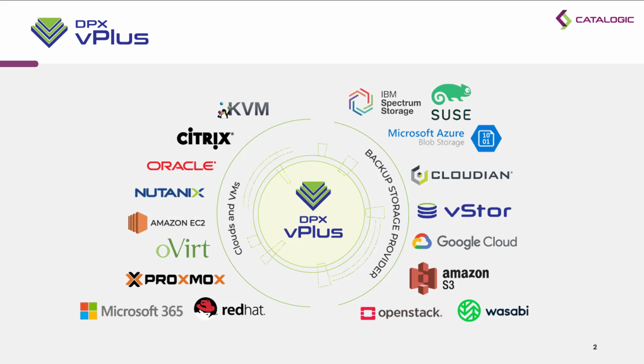And finally, on the right side of this slide, you see supported backup destinations. These backups can be stored in file systems, such as a local directory on the vPlus node, but this can also be NFS or CIFS. If you're a DPX customer already, these backups can be pointed to your existing vStore, or backups can be presented in object storage like S3 or blob storage, etc.